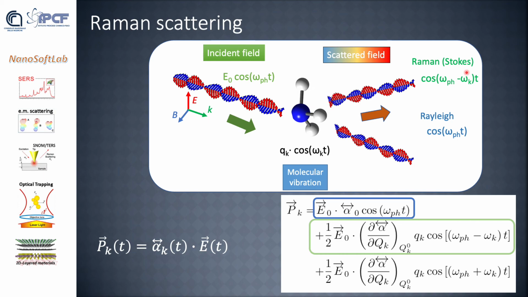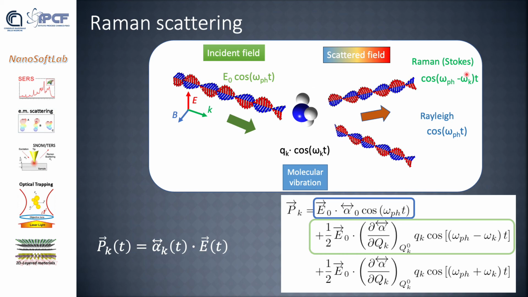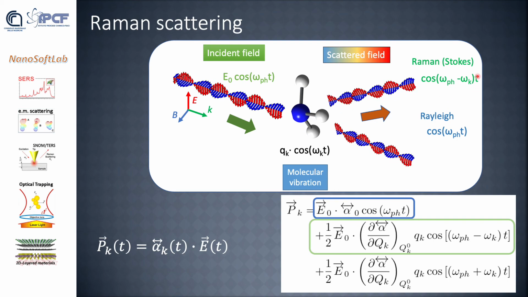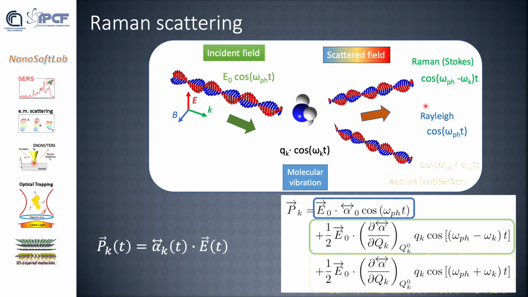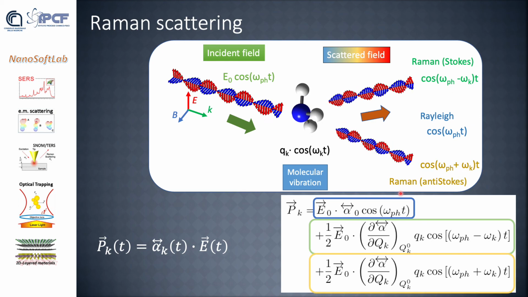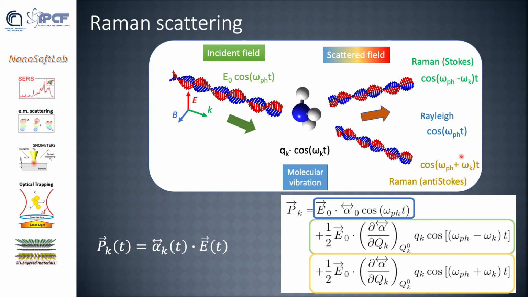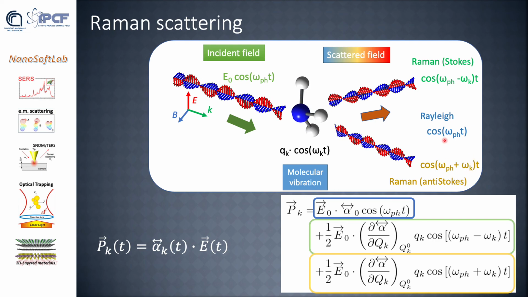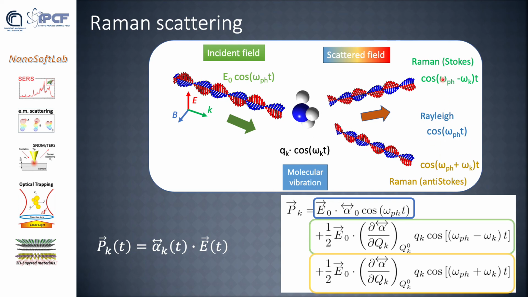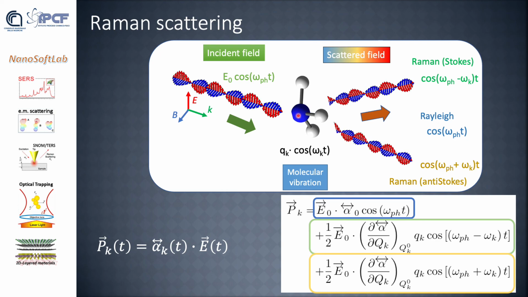One is the Raman Stokes photon that has a frequency that is smaller than the incident photon, by an amount equal to the energy of the vibrational mode, and another component that is the Raman anti-Stokes that has frequency higher than the incident photons, omega photon plus omega k, where again omega k is the energy of the vibration. So if we are able to detect these photons, we will have information on the vibrational energy.